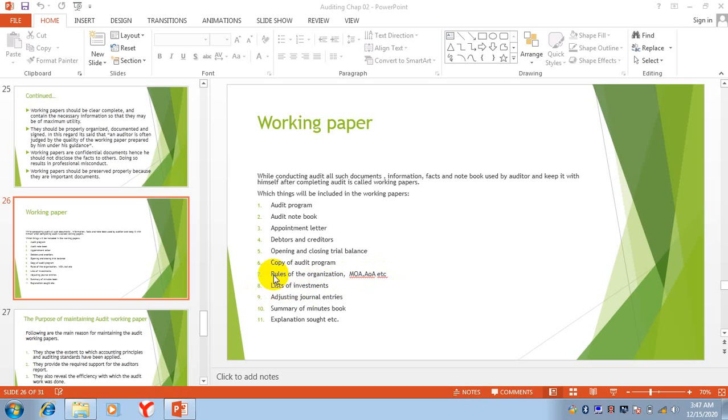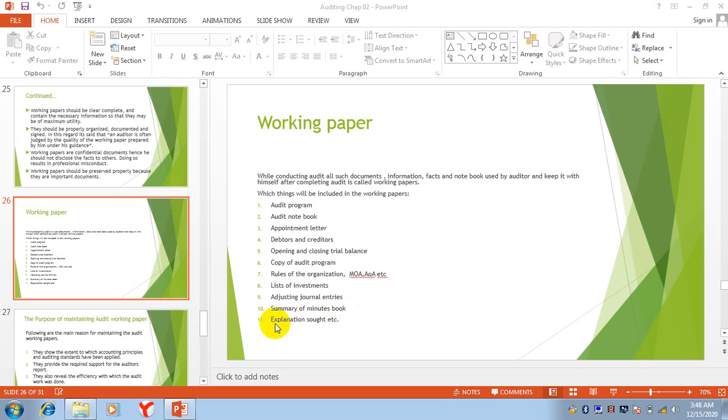Lists of investments, where the company invested their money. So a list of the investments. Adjusting journal entries. He's also keeping a record of the adjusting journal entries. Summary of the minute book. I told you about the minutes book. The meetings of the board of directors, and the decisions taken by the board of directors in these meetings, we call it summary of the minutes book.